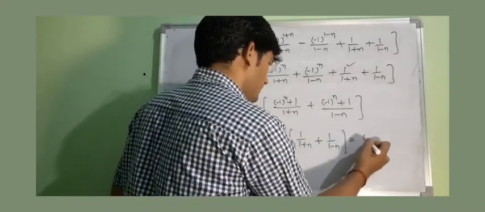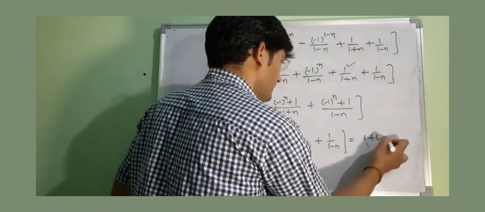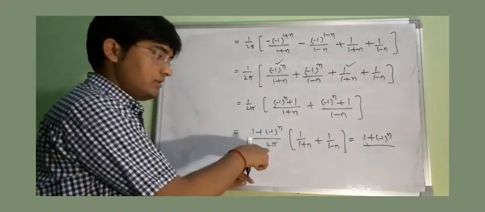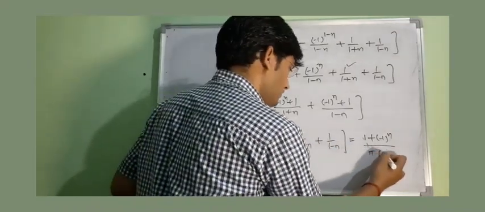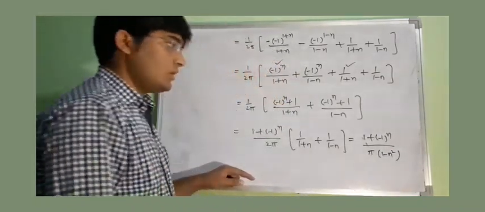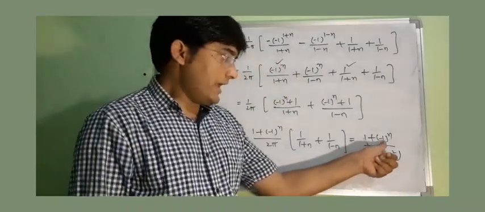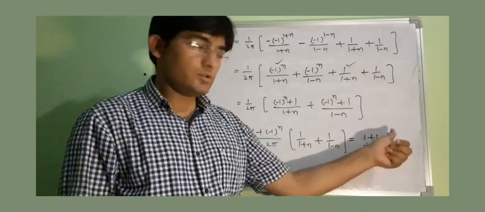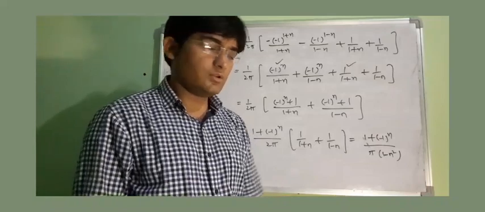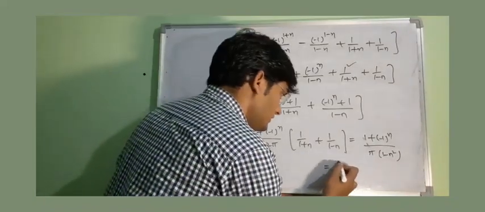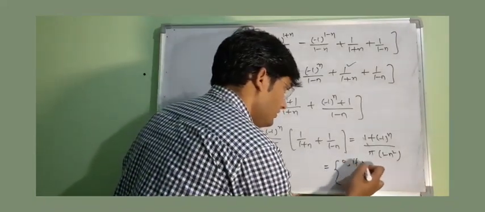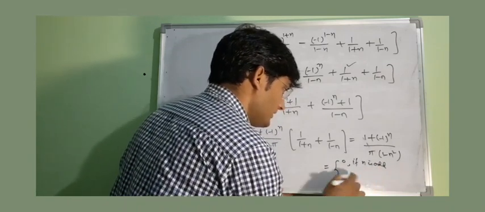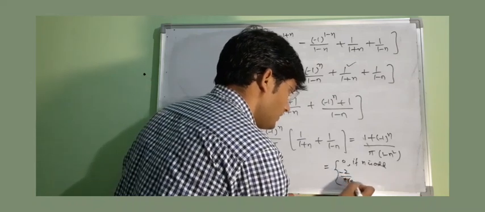So this will be your 1 plus minus 1 to power n divided by, in the numerator we will have 2, so this 2 is cancelled. In the denominator we will have pi into 1 minus n square. Again, if n is odd, then this numerator will be 0 because minus 1 to power 1 will be minus 1. So this is 0 if n is odd, and this will be your 2 upon, we can write it as minus 2 upon pi n square minus 1.